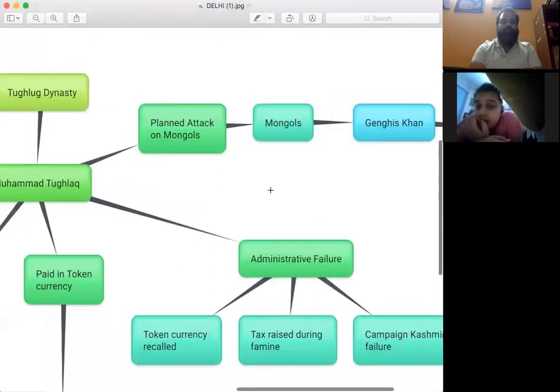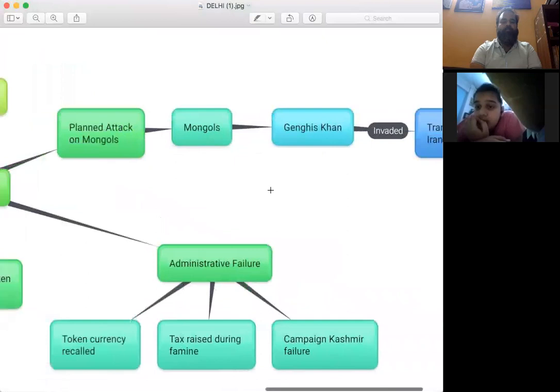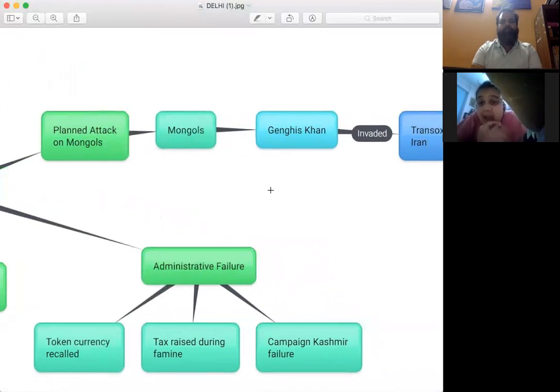Now, one different thing about Tughlaq was that he planned an attack on the Mongols. Generally, Mongols used to attack India and Central Asia, but he planned an attack. But he never did attack actually. So one thing you should know is that he planned to attack but didn't do the attacking.